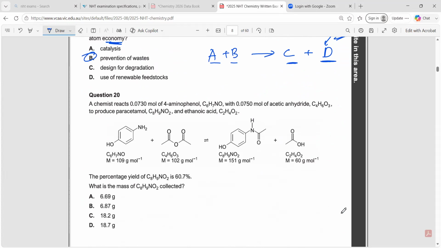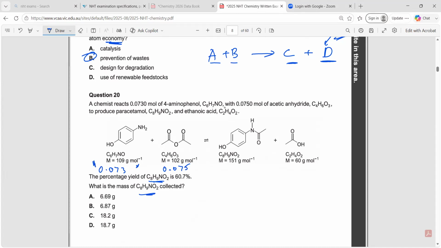This one looks fun. Okay, so we've got 0.073, and we've got 0.075 to produce paracetamol and ethanoic acid. What is the percentage yield? What is the mass? I think we might have to find limiting reactants and things like that, perhaps. So the limiting reactant is this one in this situation because there's less. So we're going to use this one.